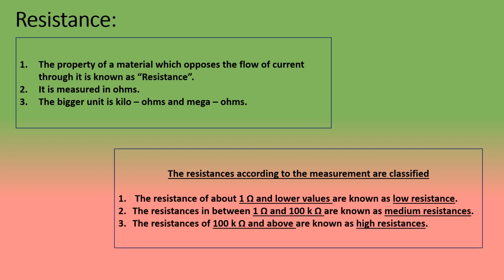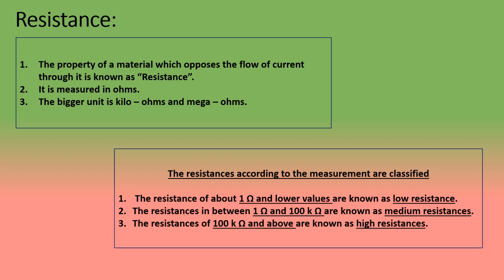Resistance. The property of a material which opposes the flow of current through it is known as resistance. It is measured in ohms. The bigger units are kilo ohms and mega ohms. The resistances according to the measurement are classified.